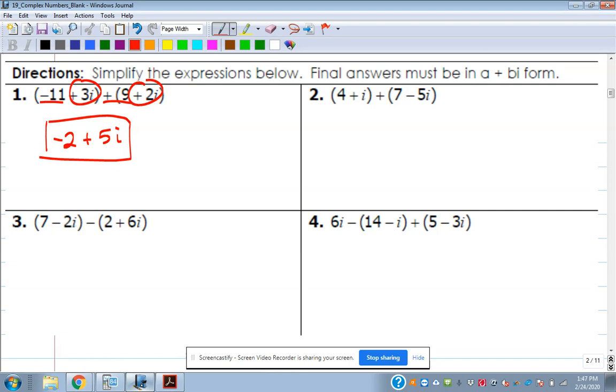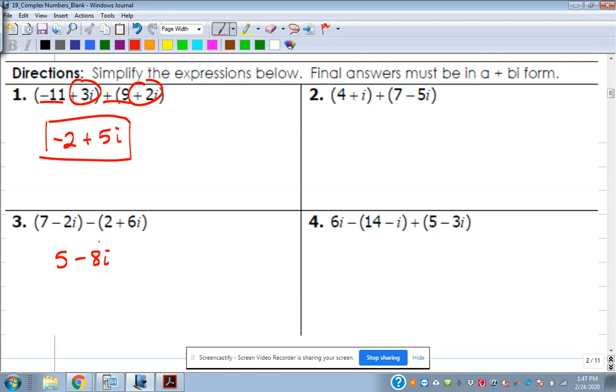All right, I'm going to skip down to number 3 and do a subtraction problem. I'm not going to do every example today. So 7 minus 2 would be 5. Negative 2 minus 6 would be what?